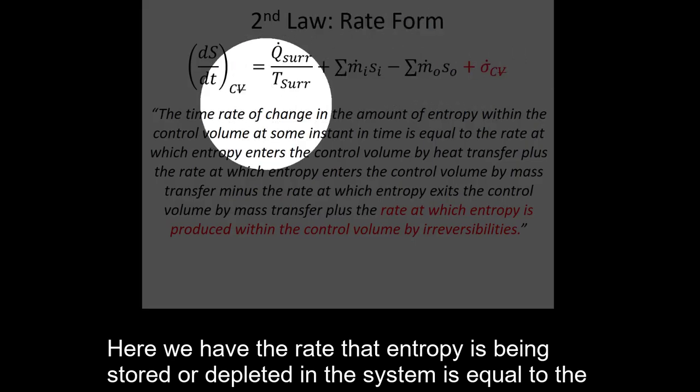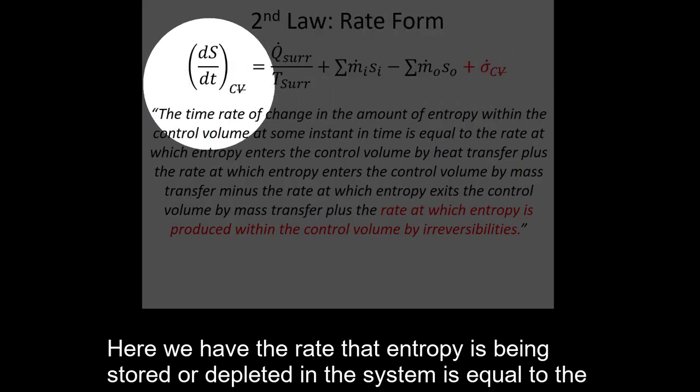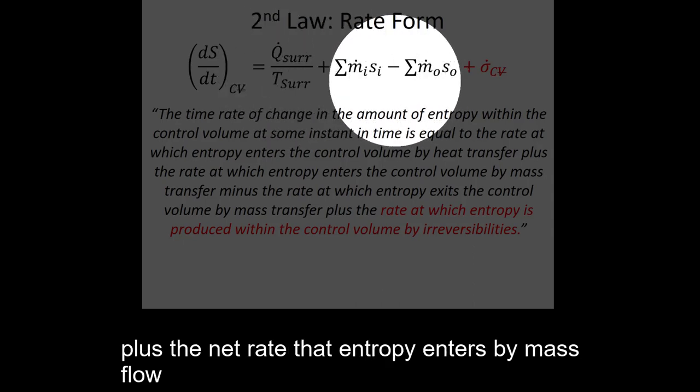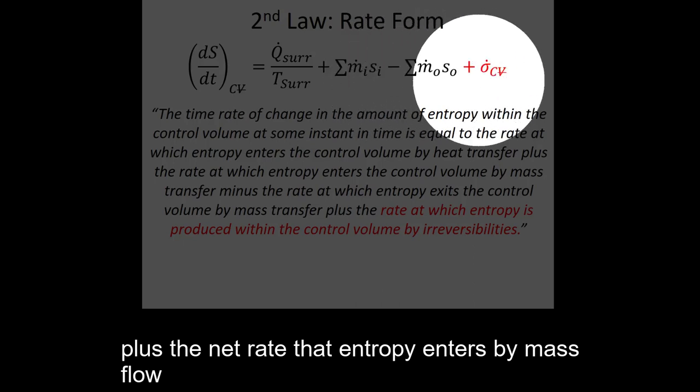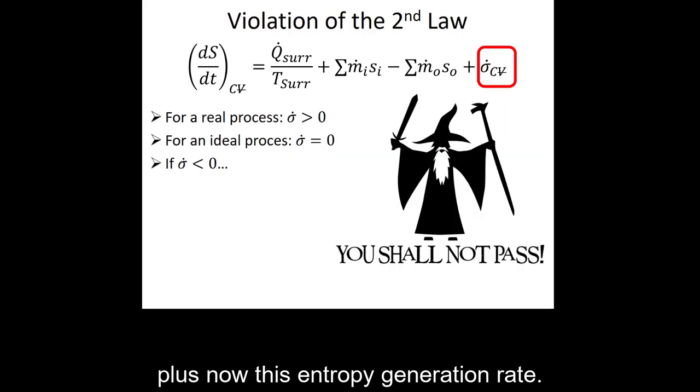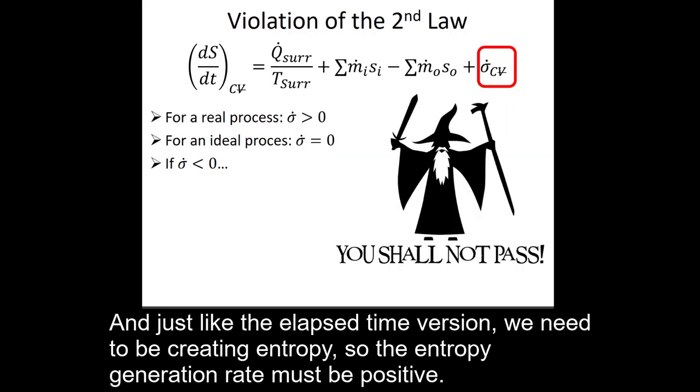Here we have the rate that entropy is being stored or depleted in the system is equal to the rate that entropy enters the system by heat transfer plus the net rate that entropy enters by mass flow, plus now this entropy generation rate. And just like the elapsed time version, we need to be creating entropy, so the entropy generation rate must be positive.